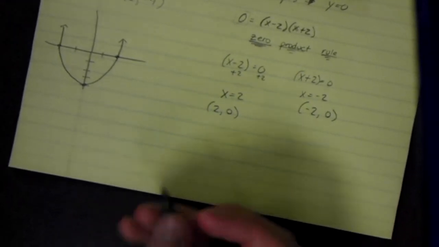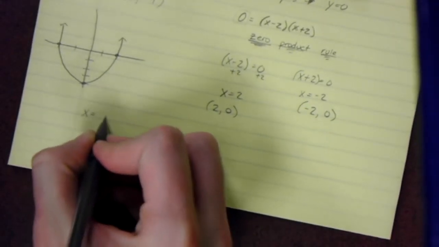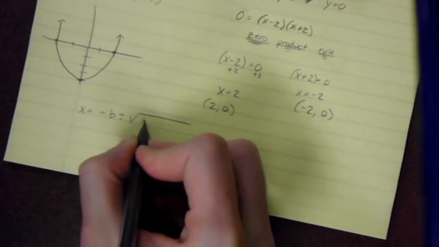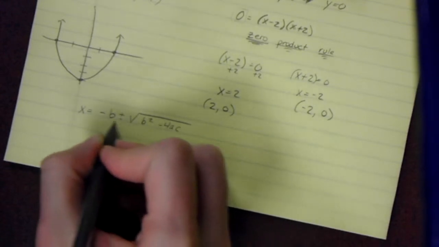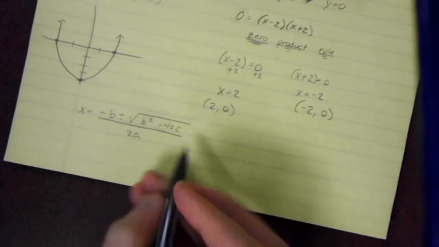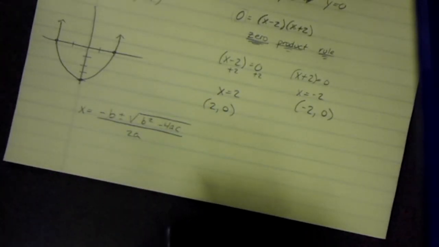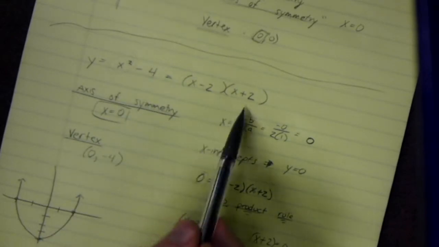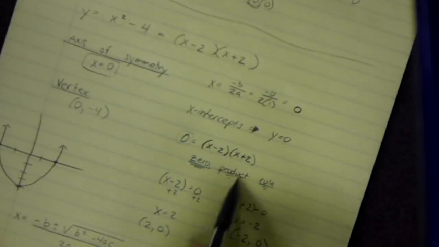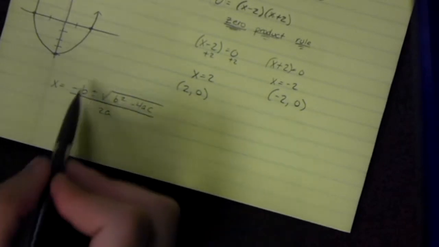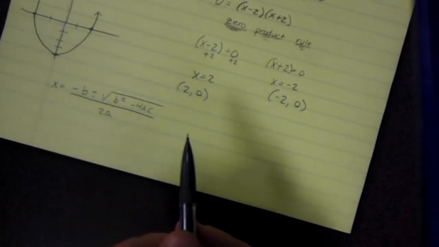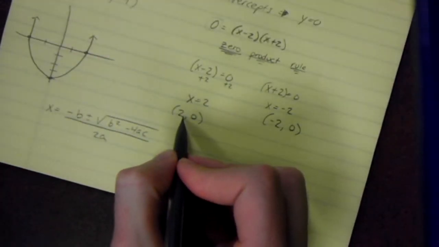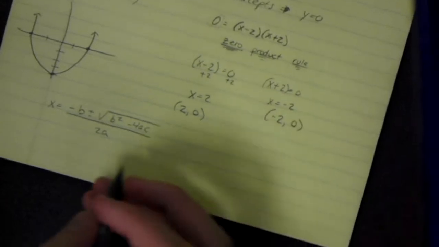Just for fun, if you recall the quadratic formula, x equals minus b plus or minus the square root of b squared minus 4ac, all over 2a. This is also used to find the x-intercepts. So if, for example, we had an equation that didn't factor, that we couldn't split up and do the zero product rule, we could still use the quadratic formula and find it that way. So let's go ahead and show the quadratic formula for this example, just so I can prove to you that this method of factoring works.